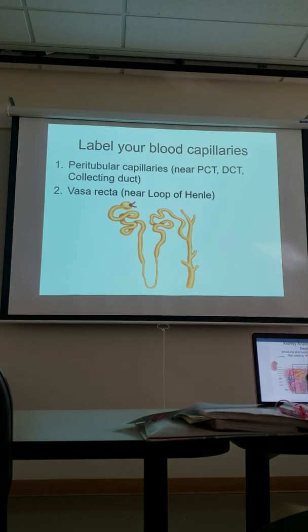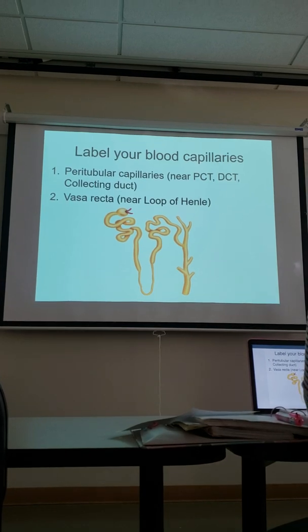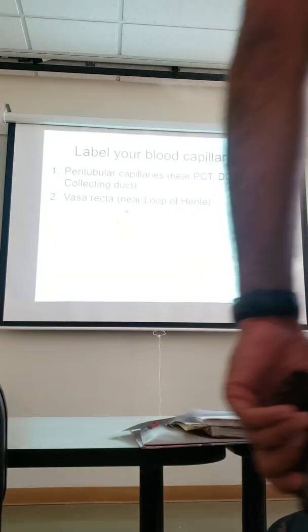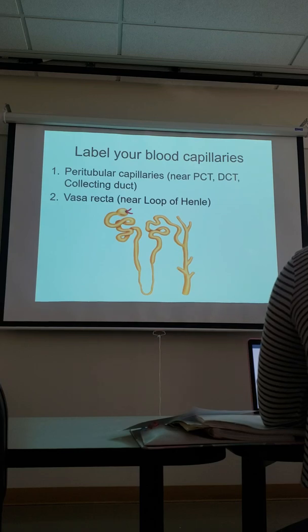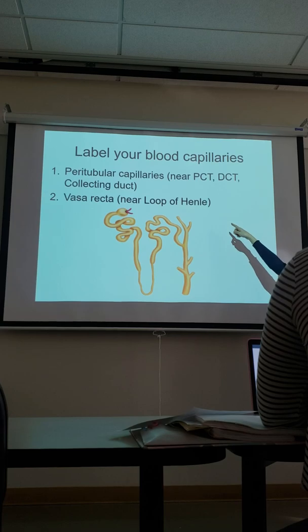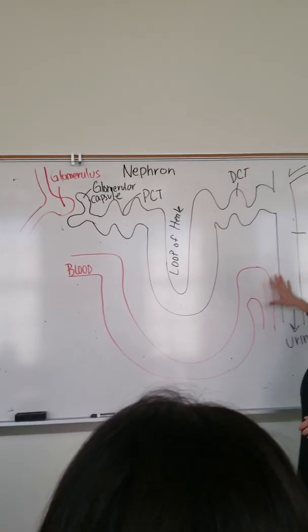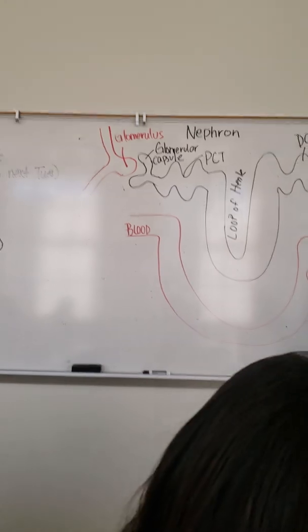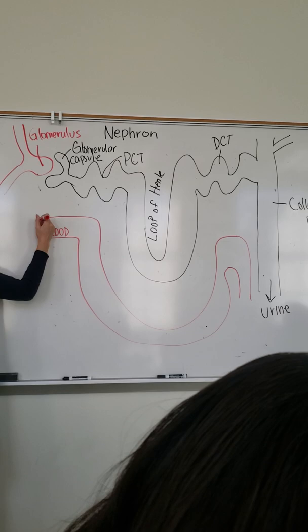All right. So next, let's go through together and label the blood capillary. So we've got peritubular capillary, and those are going to be the blood vessels that are near the PCT, DCT, and collecting duct. And then specifically, when you get to the blood capillaries near the loop of Henle, it's called the vasa recta. So let's go ahead and label these together. So the blood I'm talking about is this blood that's coming next to your tubule. So again, the peritubular capillaries, we'll find right here. So I'm going to just label it here.